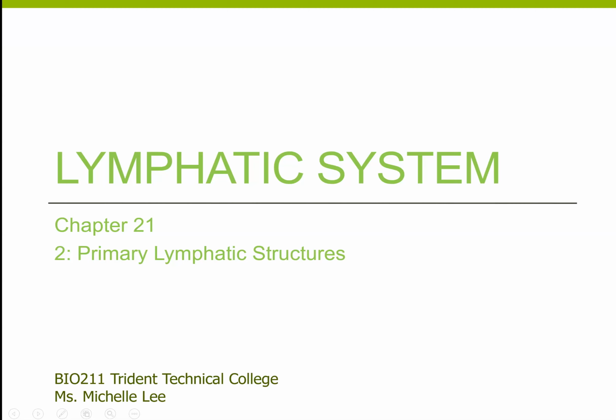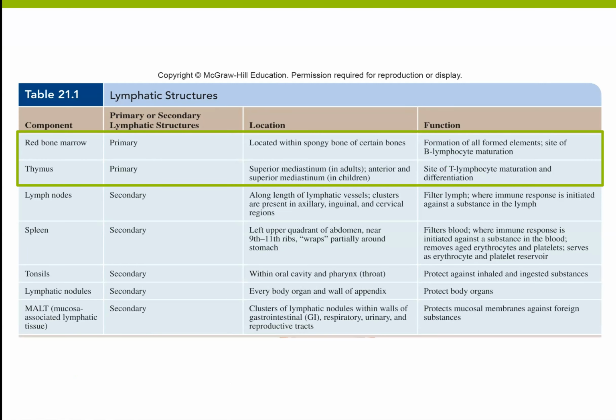All right, so let's now look at some of the structures that are in the lymphatic system. This will be a really short video, but here we go. So the primary structures, there's only two, and secondary structures are going to be all the rest of this chart that's in your book. But here we're going to talk about red bone marrow and the thymus.